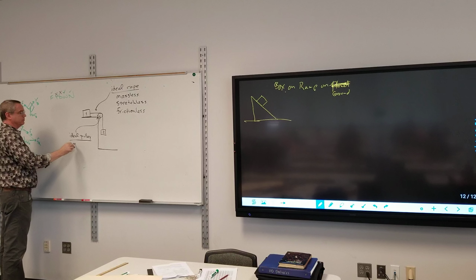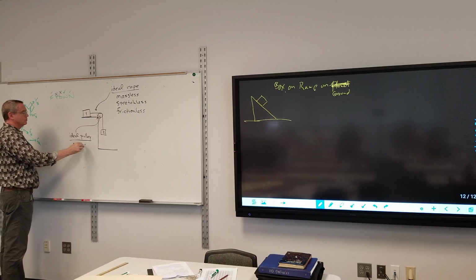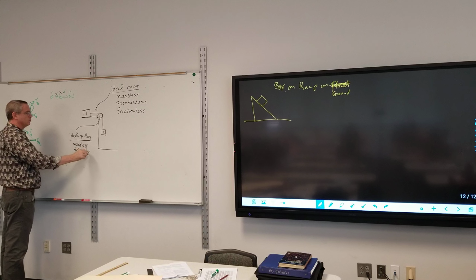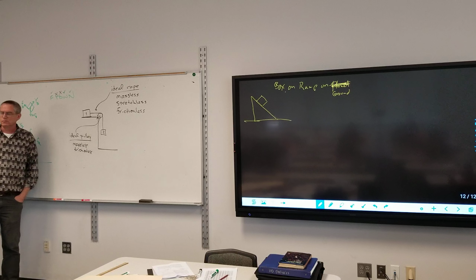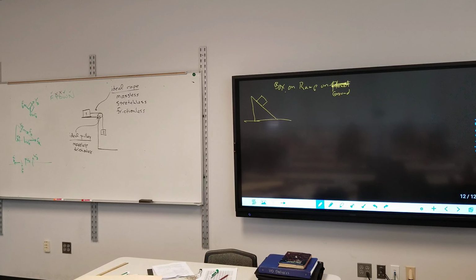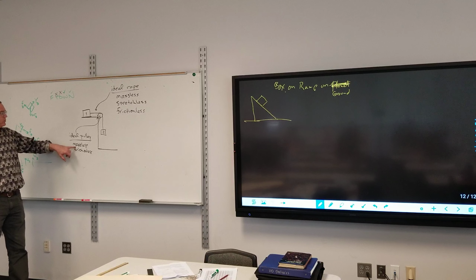It is massless and frictionless. So we're going to start out, the pulley's not going to turn at all. In 151 and 251, we eventually do away with the massless, frictionless restriction. We get away from the ideal pulley.